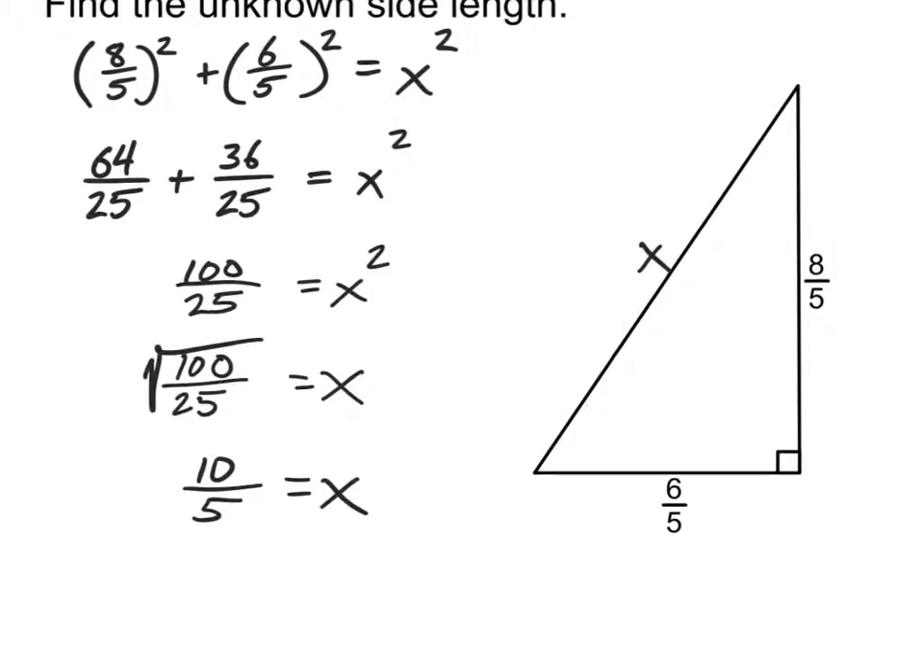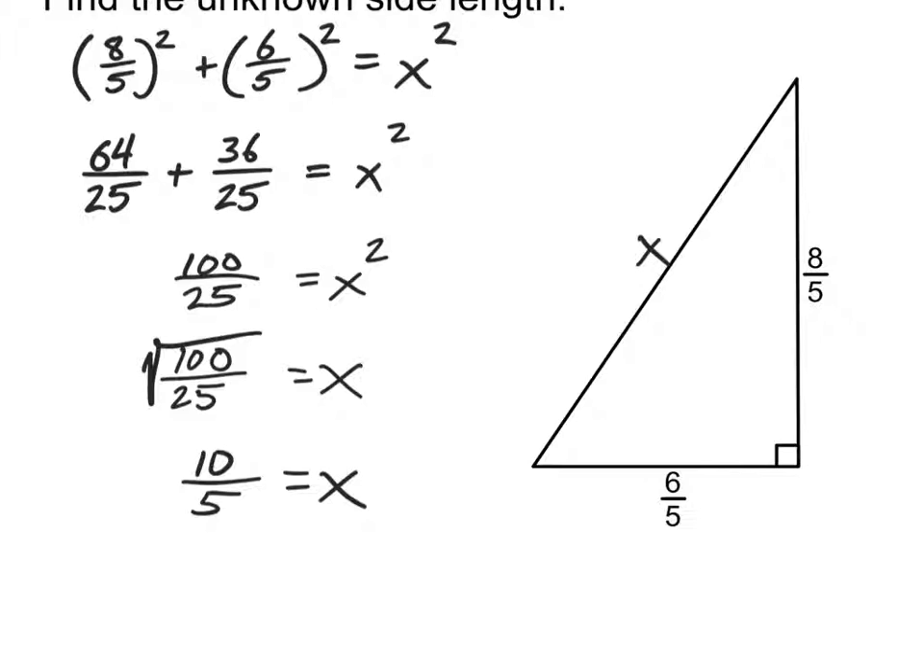Now in this particular case, you'll notice that reduces even more. I technically could have also reduced this at this point, but I wanted us to see how we could do it with the fraction still there. So 10/5 equals 2. And so x here just equals 2. And we're done. That's the final answer.